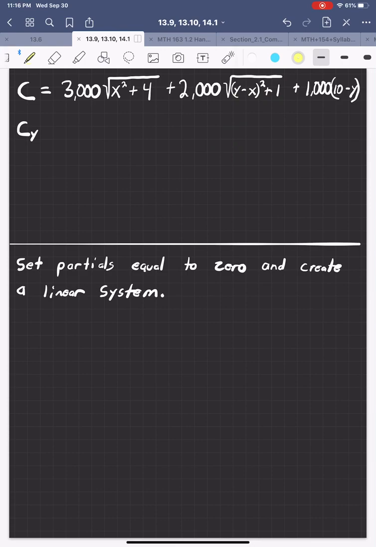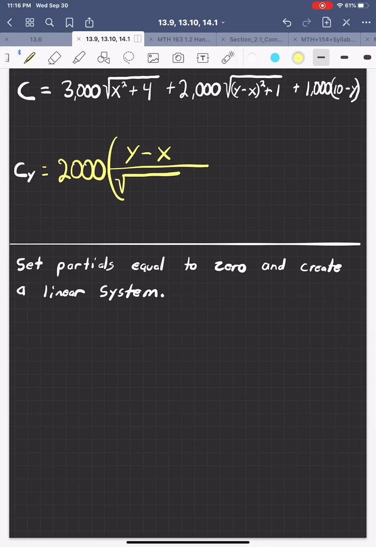Let me write the partial with respect to y. So we end up with 2,000 times y minus x over the square root of y minus x squared plus 1, and that's going to be minus 1,000.